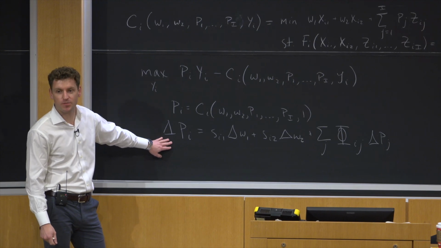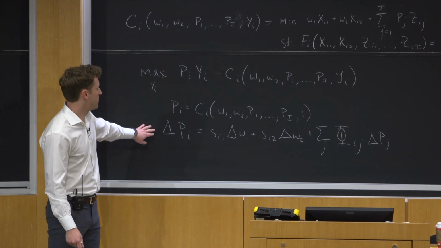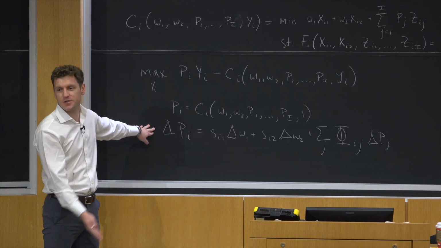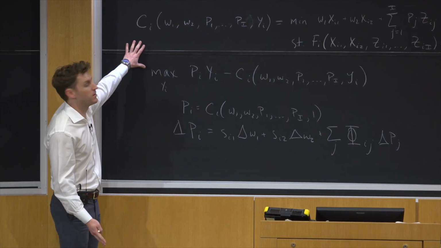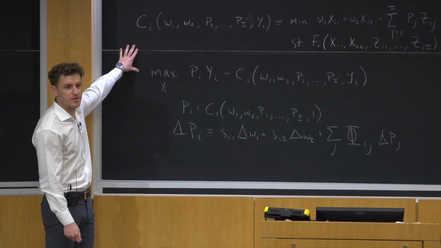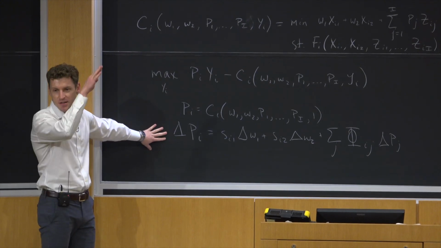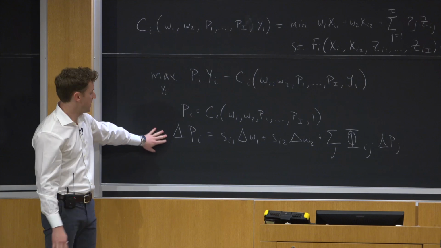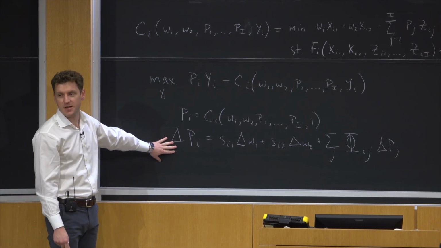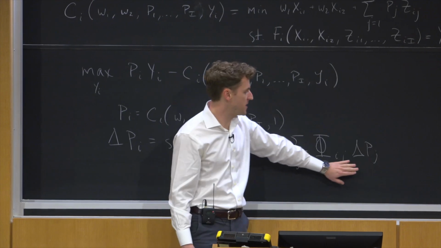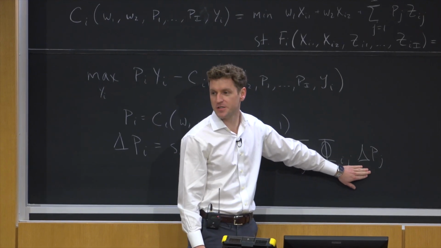So how do we solve this problem? Well, we focused here on industry I, but every industry is solving this same problem right here. Is that clear to everyone? So what we can do is stack these equations across all industries. On the left-hand side, that's going to get us the whole vector of price changes. And on the right-hand side, in some ways, we already have this vector of price changes.